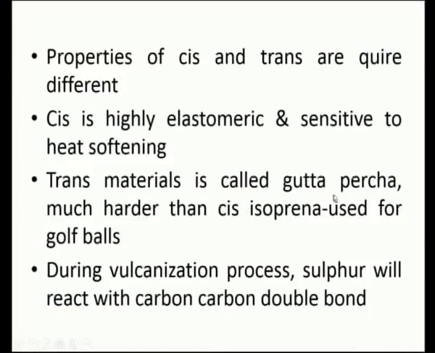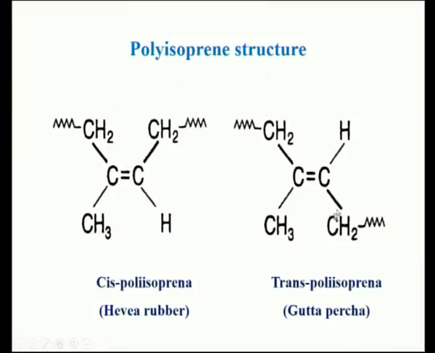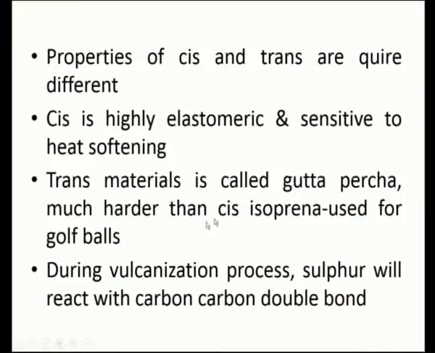Trans material is called gutta percha. You can see this is a trans material, the methyl group and hydrogen are attached on opposite sides. Much harder than the cis isoprene unit, used for golf balls. So, making golf balls and all, that is done with the trans isomer, which is much harder compared to the cis one.